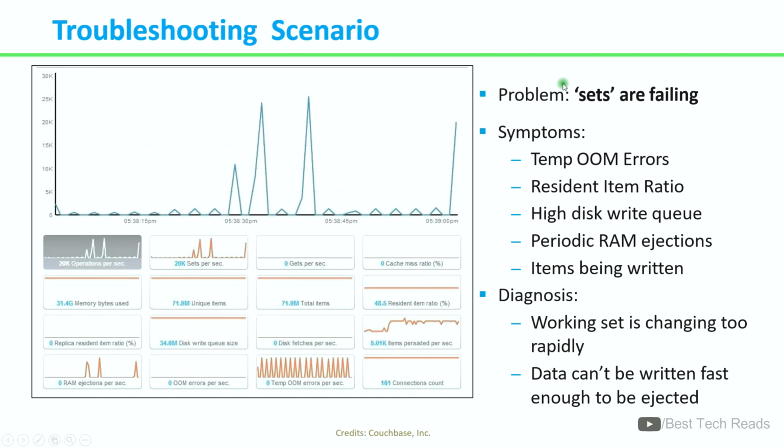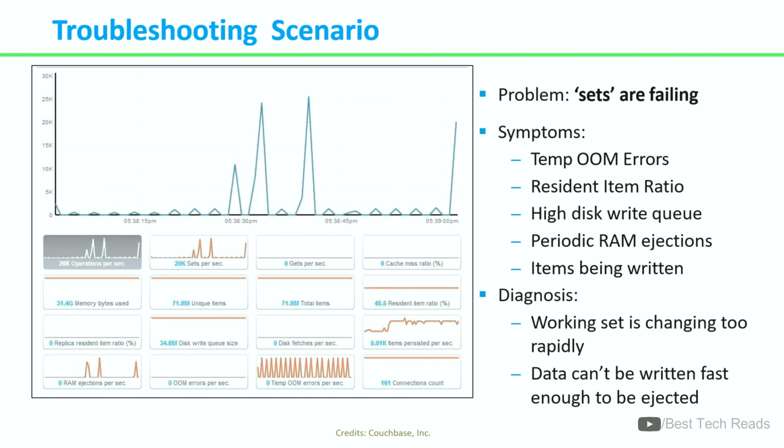In this scenario, sets are also failing and the symptoms are temporary out of memory errors and the resident item ratio. You can see the resident item ratio is 48.5% in the graph. There is a high disk write queue, 34.6 million disk write queue size, and periodic RAM ejections. So the diagnosis: the working set is changing too rapidly, and data can't be written fast enough to be ejected.